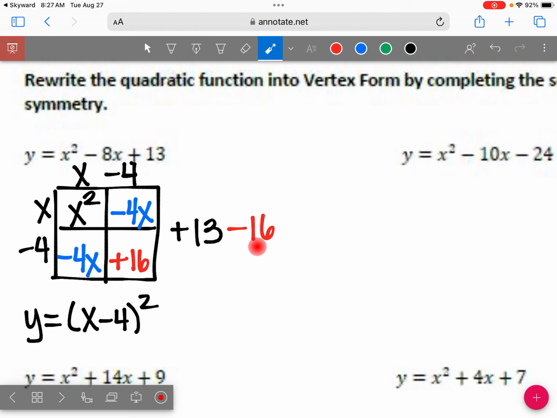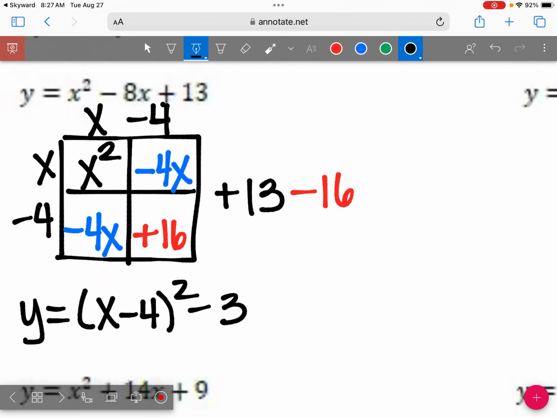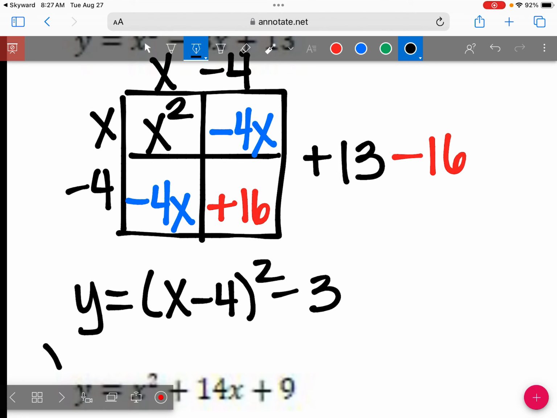This is your K value. So 13, positive 13 minus 16. What is positive 13 minus 16? Negative 3. Good job. That's my equation. So this is vertex form.